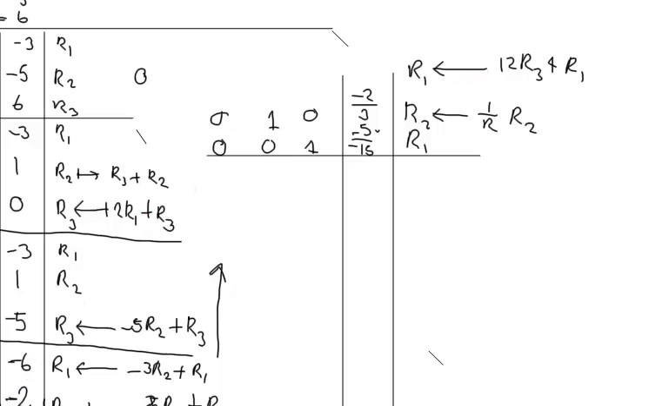This is 12 plus that, you get a 0. Then 12 plus 0 plus 1 is 1. So it's 1 there. 12 times 0 plus 0 is 0. 12 times 1 plus minus 12 is 0.